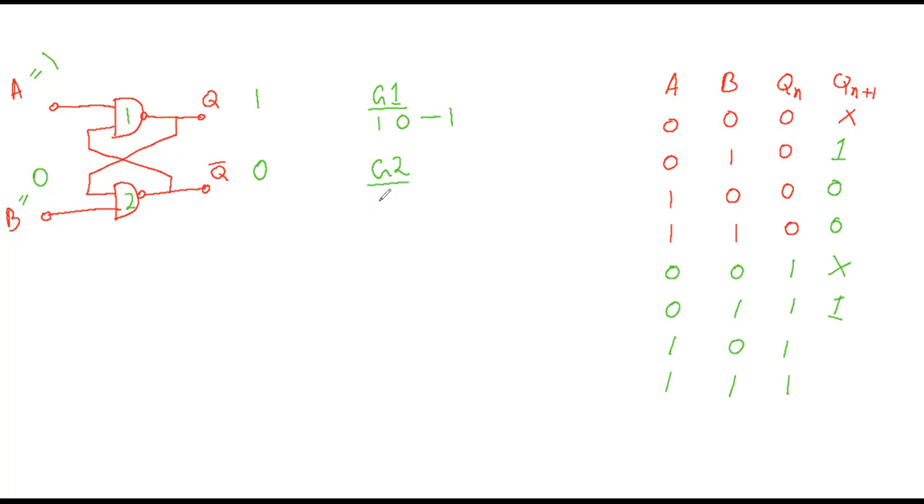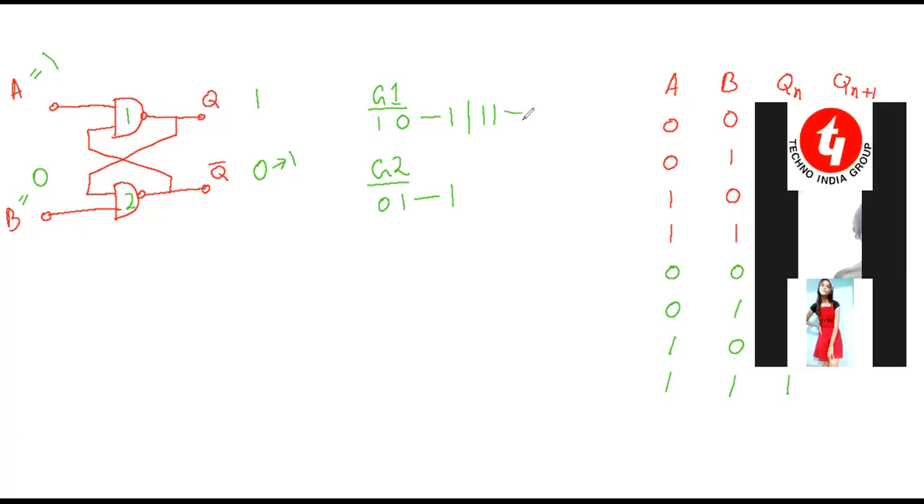What are the inputs at gate 2 now? 0 and 1. 0 and 1 will give you a 1. I mean, this 0 is getting changed to 1. Okay. And this 1 is again appearing at gate 1. So what is the present input of gate 1? 1 1. So 1 1 means it will be 0.